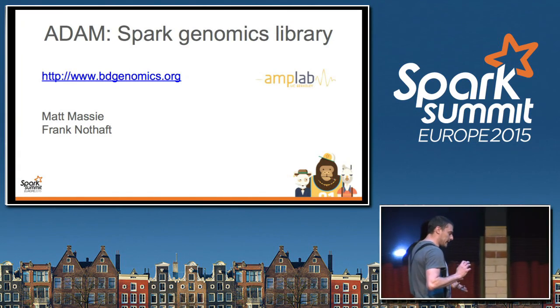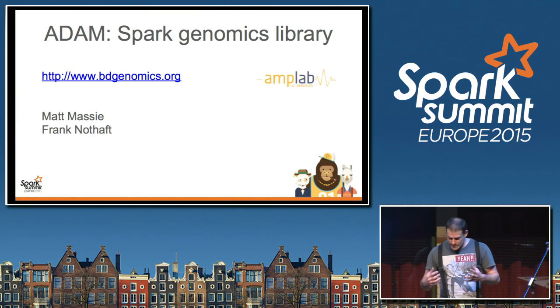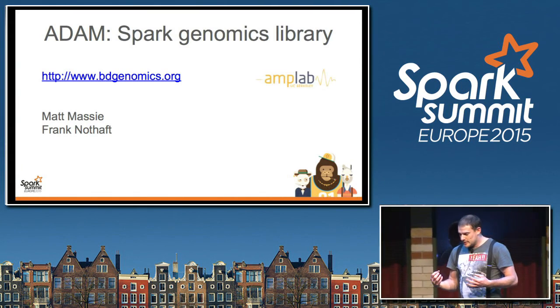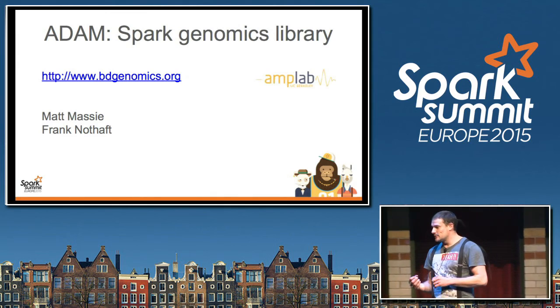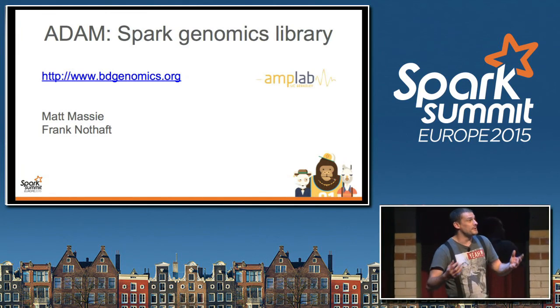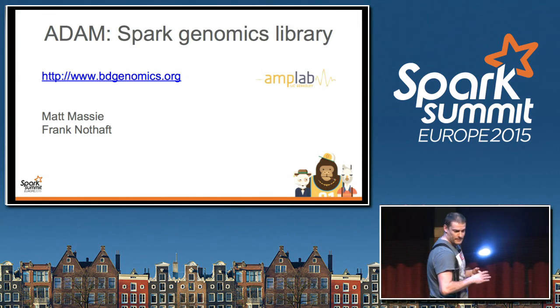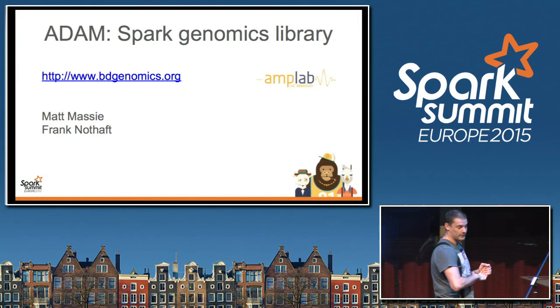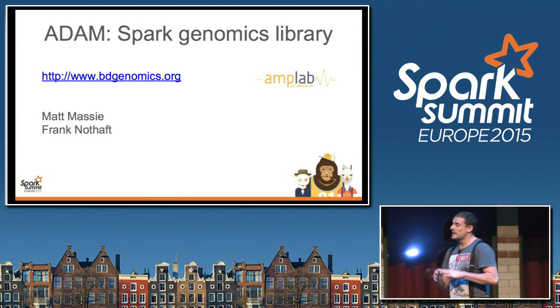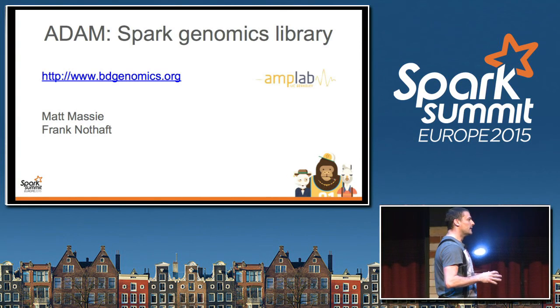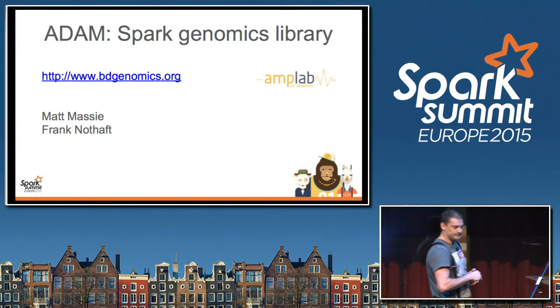Now we come to Spark. We see that we have a domain where we need some specific representation of the data in form of classes, an API, whatever. And the guys at Berkeley in the AMP lab, mainly Matt Massie and Frank Nothaft, developed this ADAM library that is really targeting genomics for Spark.